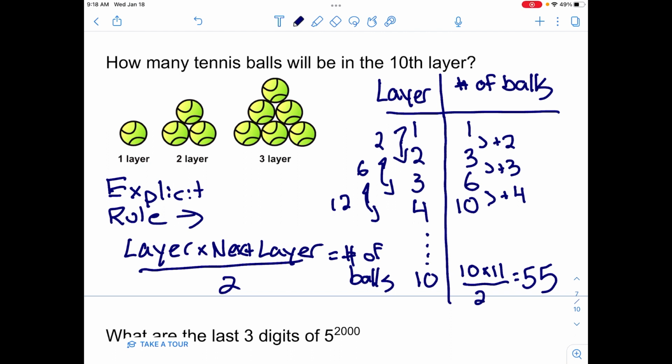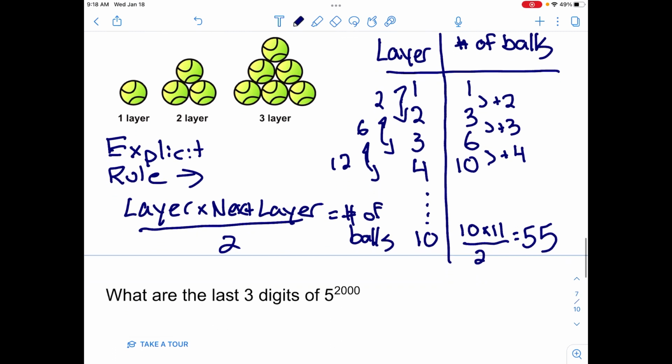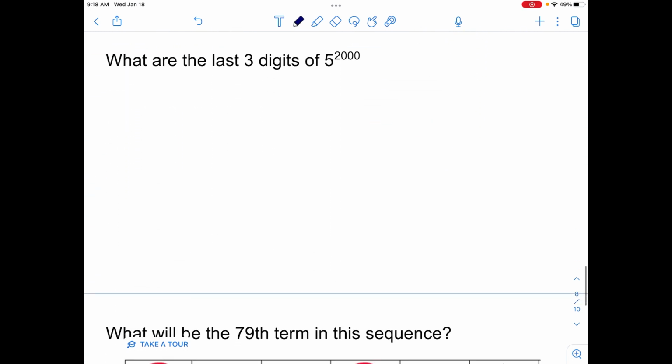So those are the first types of questions that you can solve by finding a pattern: the types where you can make a chart, extend your pattern, and find a recursive rule or an explicit rule to find something further down in our chart. Let's look at another question where it's not as obvious why a pattern would work. This question says, what are the last 3 digits of 5 to the exponent 2000?